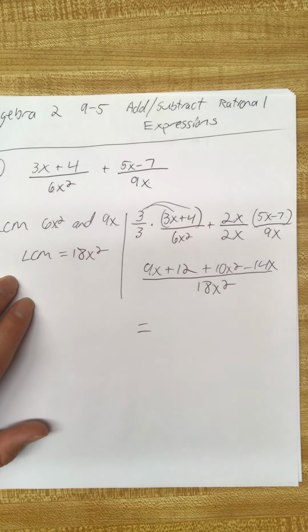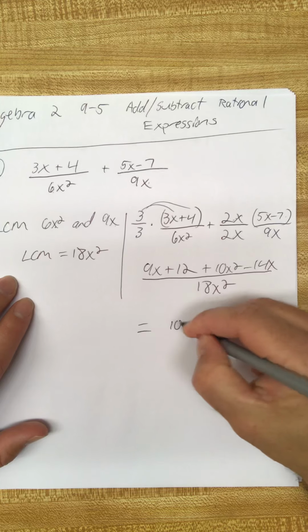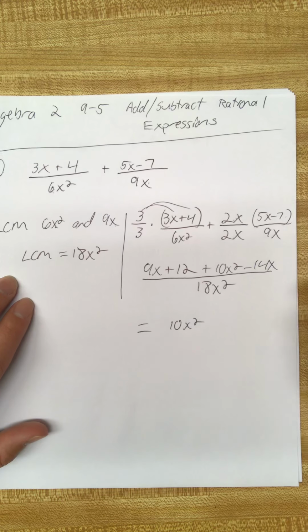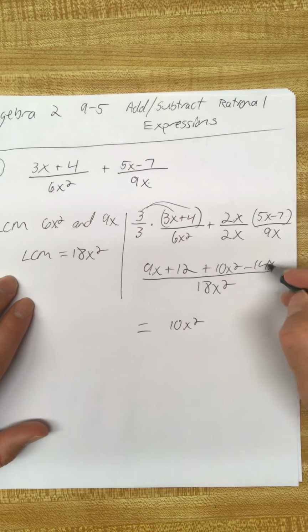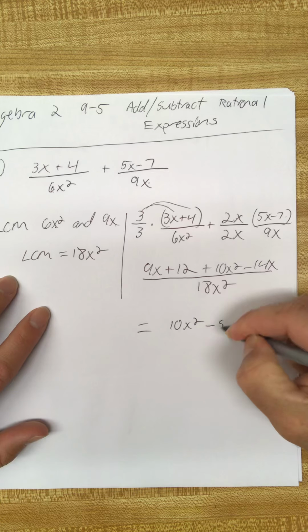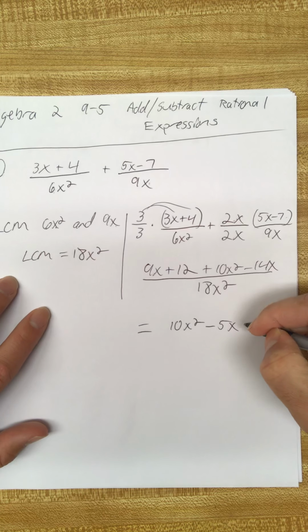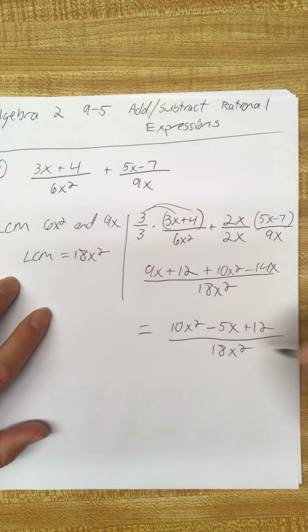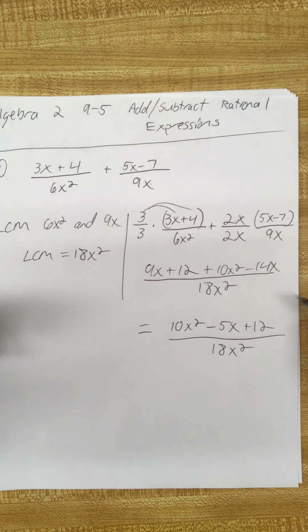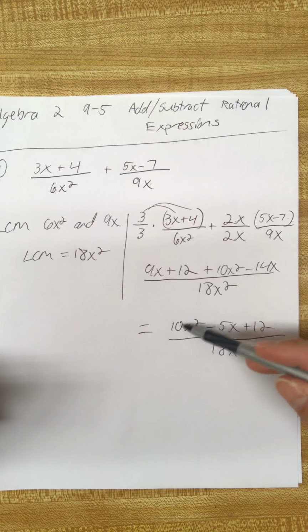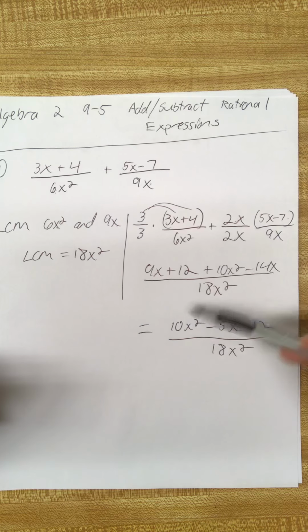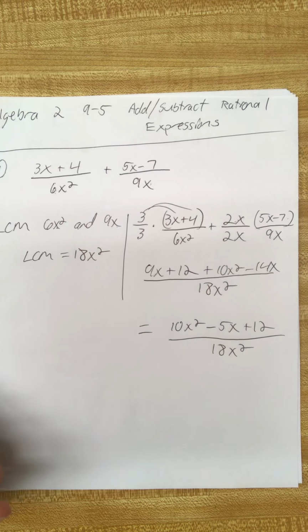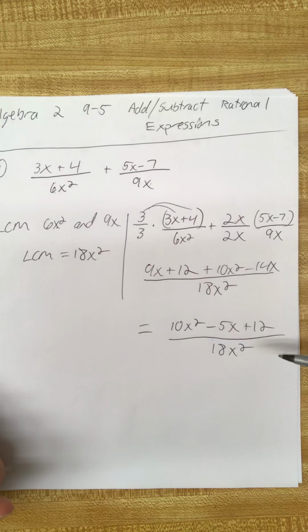Do a little simplifying in the numerator. We can start off with our 10x squared. We have a plus 9x and a minus 14x, so it's going to be minus 5x. And then plus 12 on the end, all divided by 18x squared. No simplifying here. Sometimes you might be able to look for a coefficient to factor out, but 10, 5, 12, there's nothing to factor out there. So that'd be your final answer then.